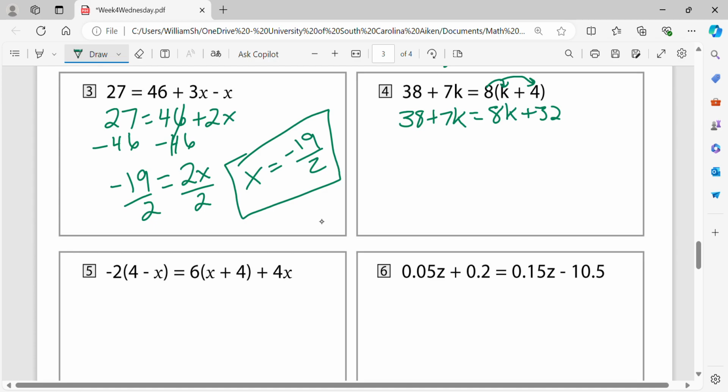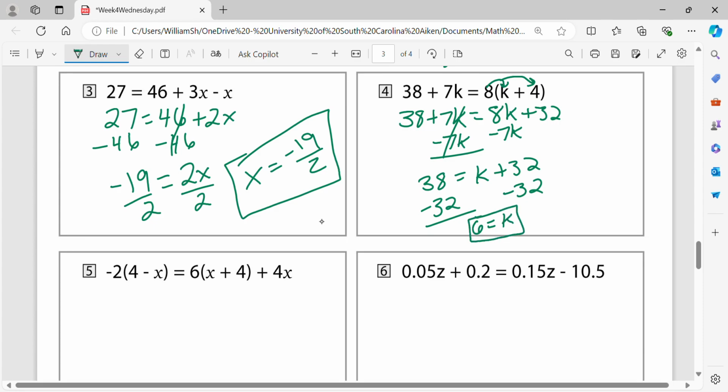Okay. Now, I'm going to move my smaller variable. In this case, it is the 7k. So I'm going to do the opposite of adding 7k, and I'm going to subtract it so it cancels itself out. This gives us 38 equals, now 8k minus 7k is just k plus 32. Okay. Then all I have to do is subtract 32 from both sides. Now 38 minus 32 should give us a 6, and that is what k is equal to. Okay, because these two 32's cancel themselves out.